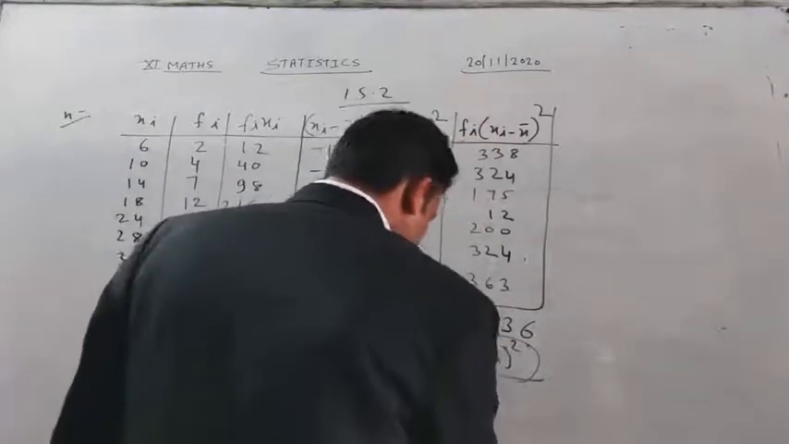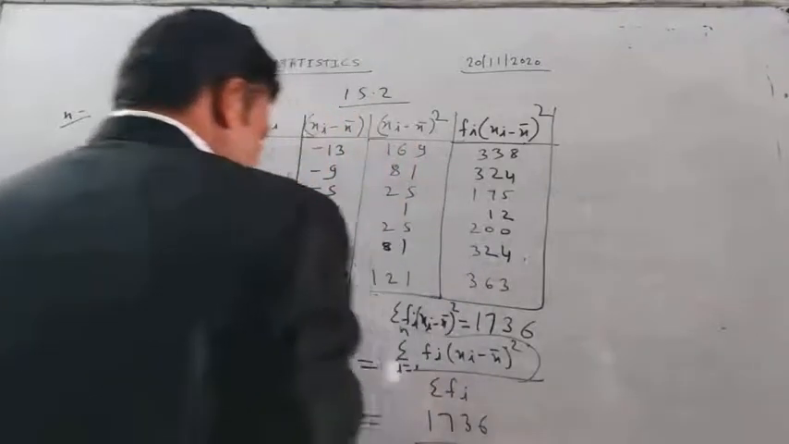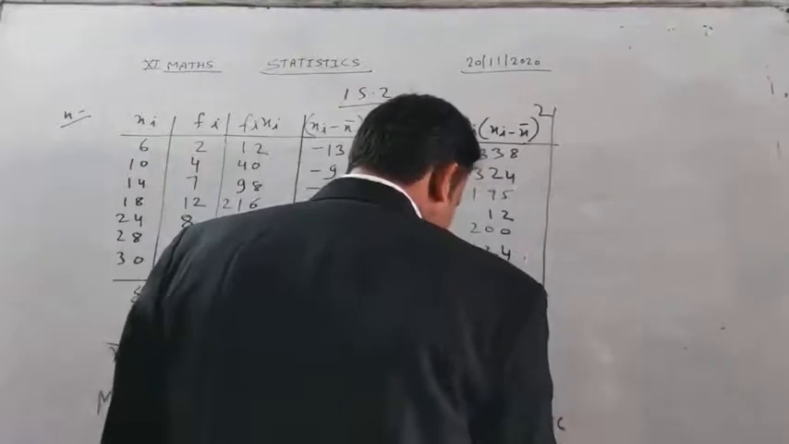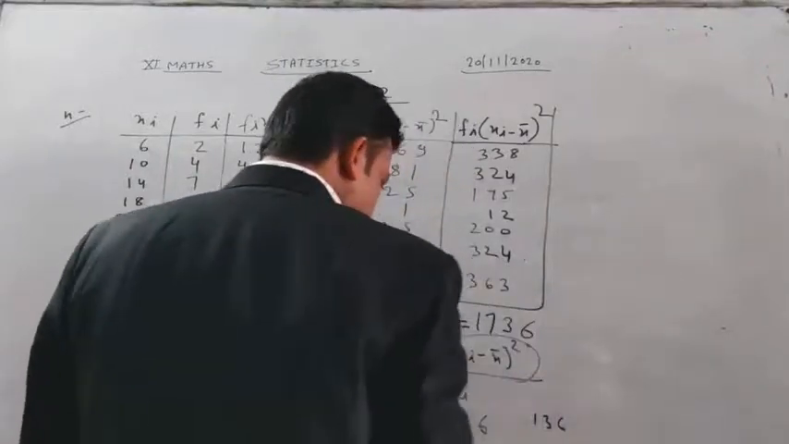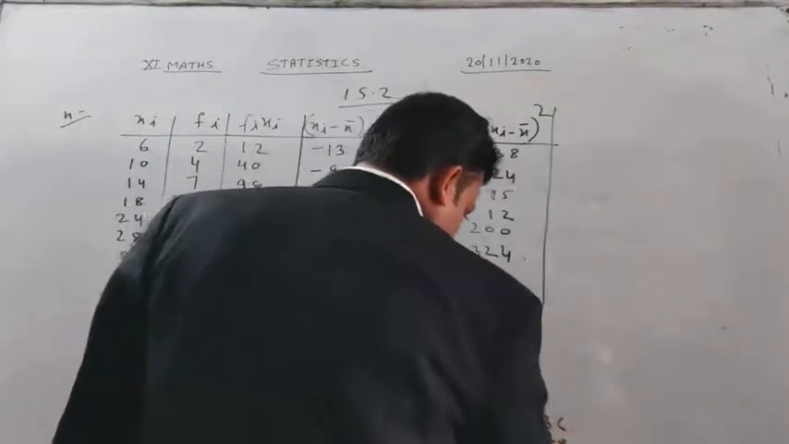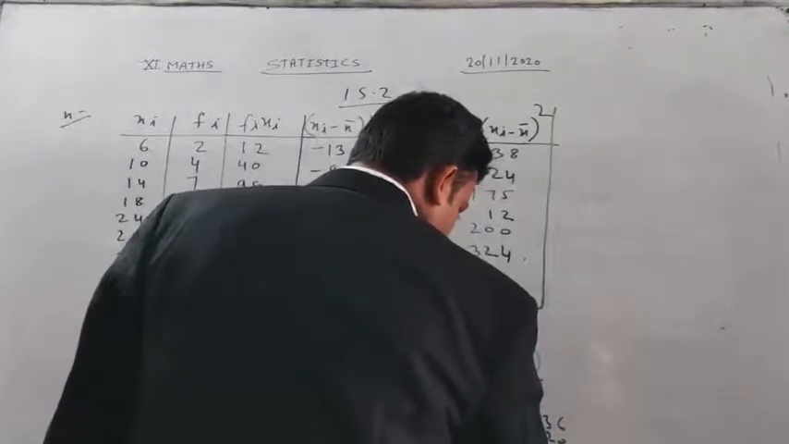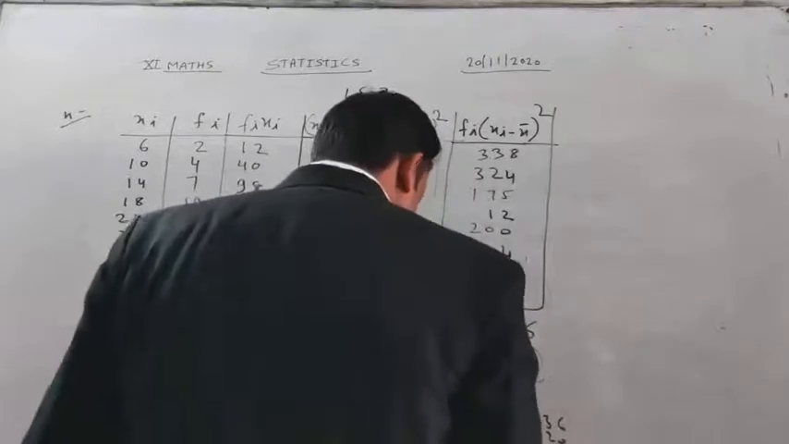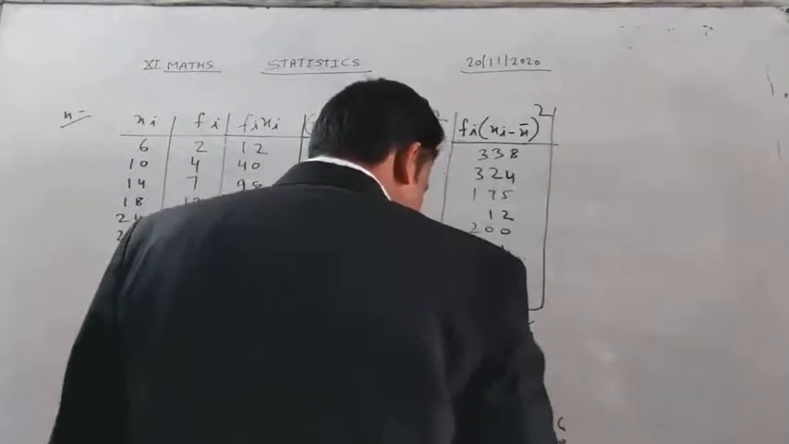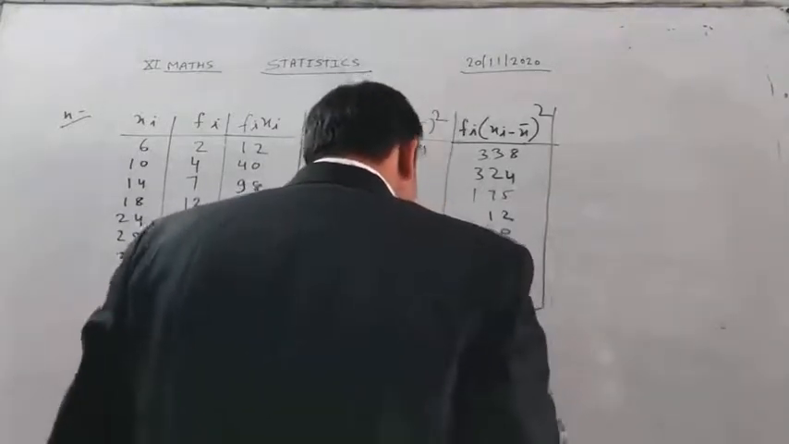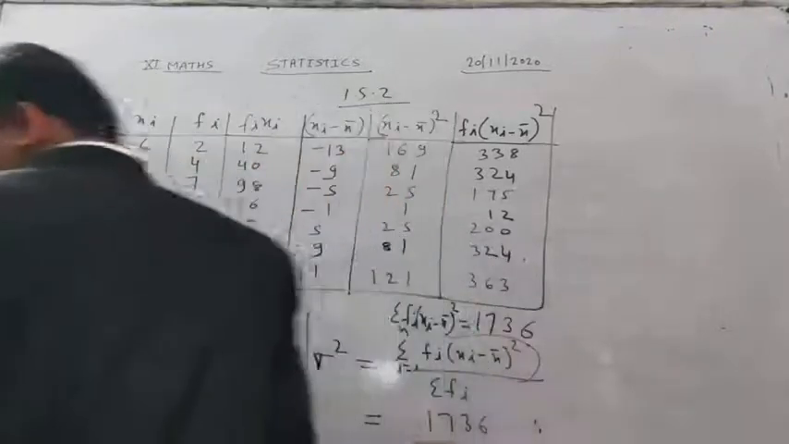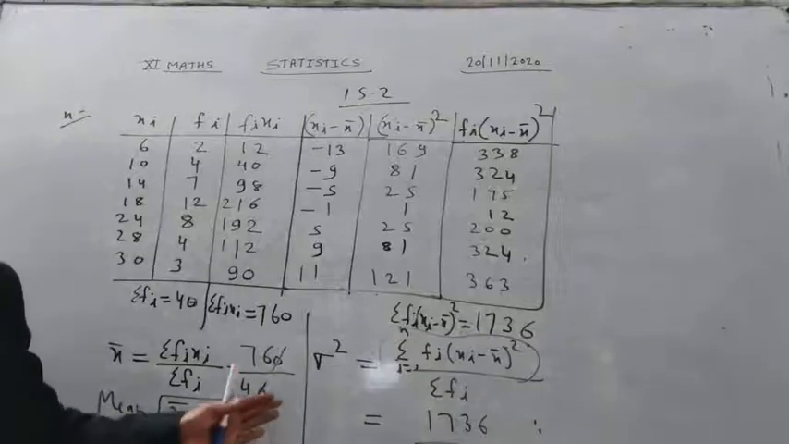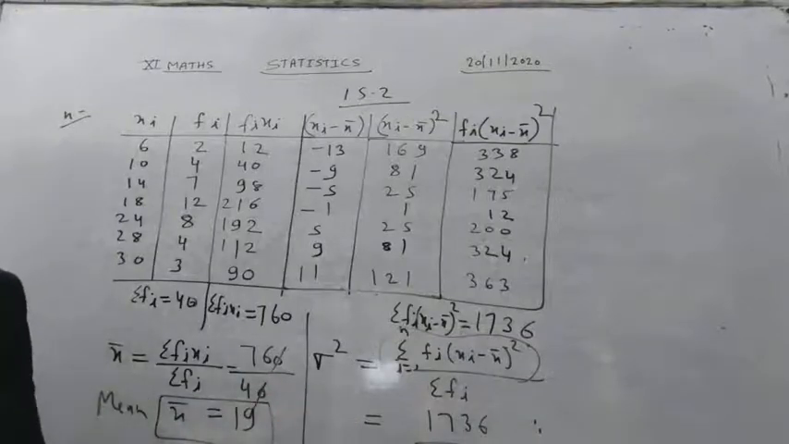So 4 4s are 160. 1736, 4 3s are 120. So it will be 160. 4 4s are, okay. So 43.4 will be our variance of the given data.